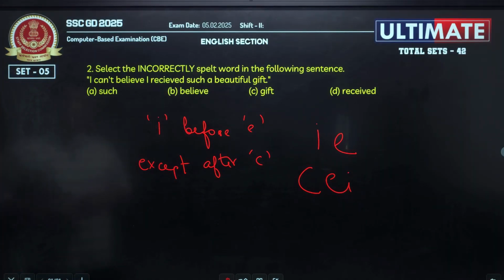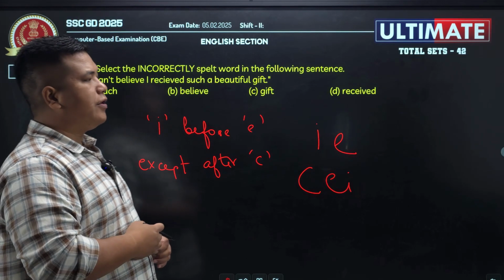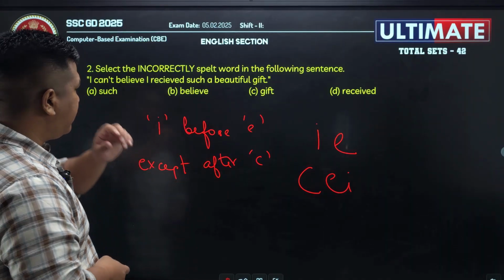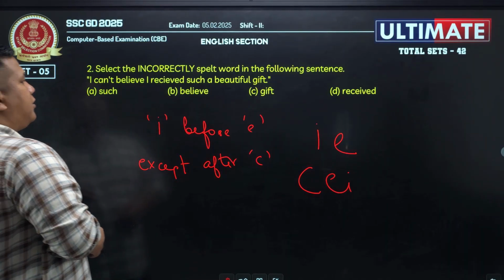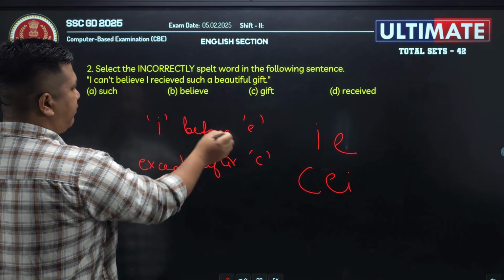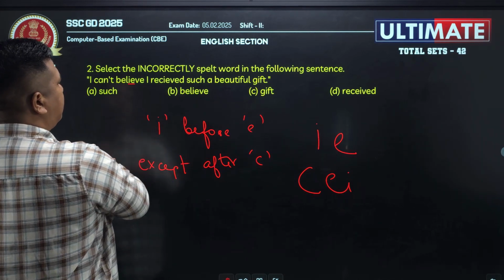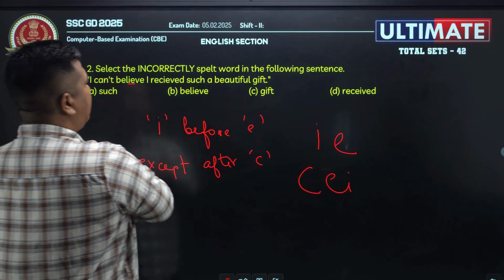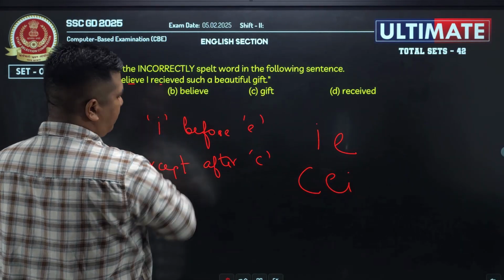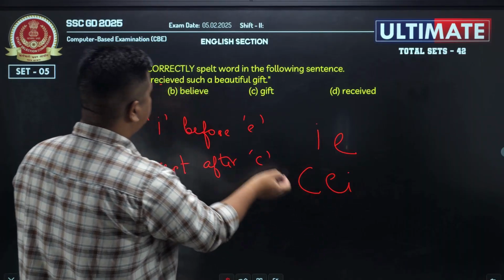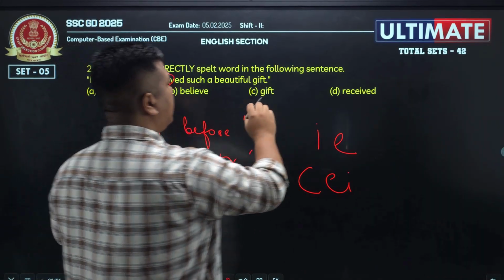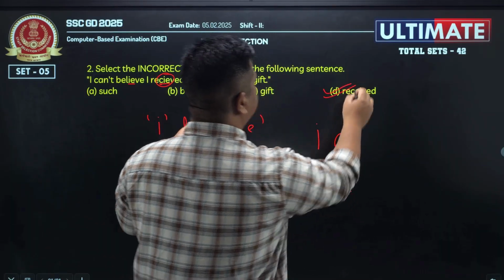I before E except after C. But this is not a hard and fast rule because there are some words which do not follow this rule. Okay, let's see. I can't believe. B-E-L-I-E-V-E. So I before E. So IE. I can't believe. Then I can't believe I received. This is the error. CEI. Option D.